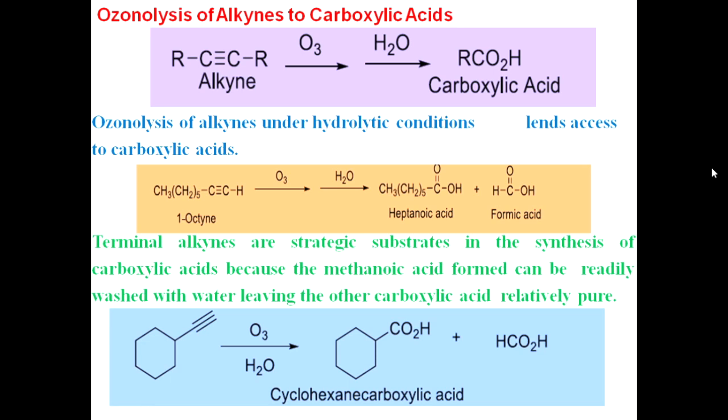So, if it is a terminal alkyne, formic acid will form selectively, which is a confirmation of the alkyne group. For example, cyclohexyl acetylene will undergo ozonolysis followed by hydrolysis, and will give cyclohexane carboxylic acid and formic acid as products.